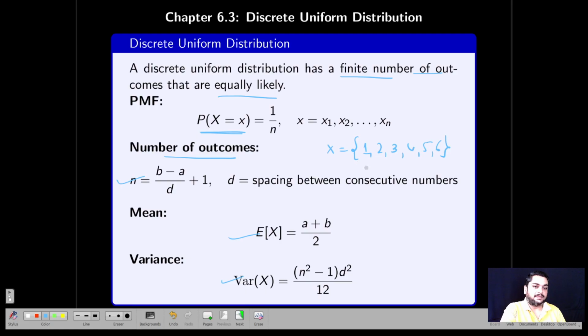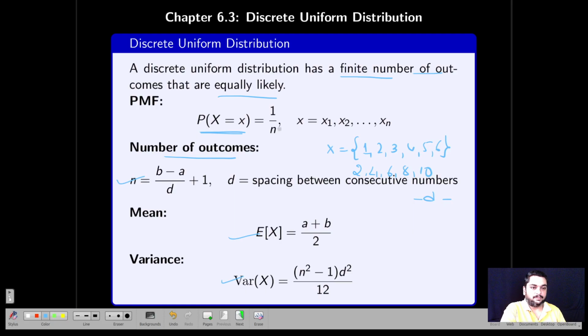But in the exams, for example, they may ask you to choose a number from something like this, where the spacing is 2, the difference here is 2. Then these formulas will not work. Then you have to calculate them separately or you'll get confused. For that reason, let us assume some spacing d between two consecutive numbers, the random variable values, and then we will try to derive the values.